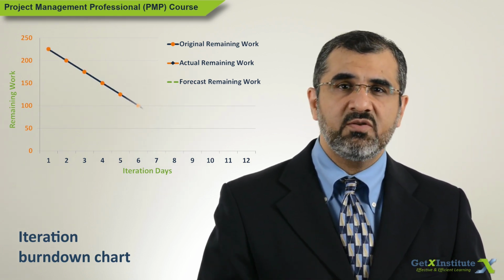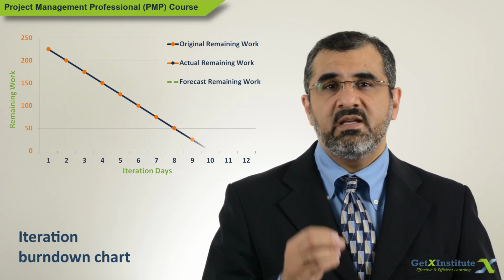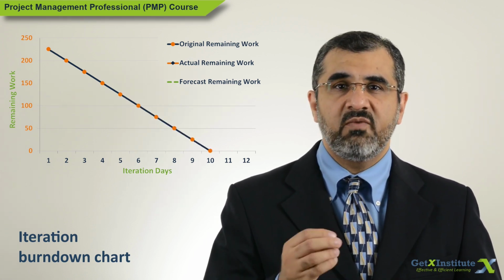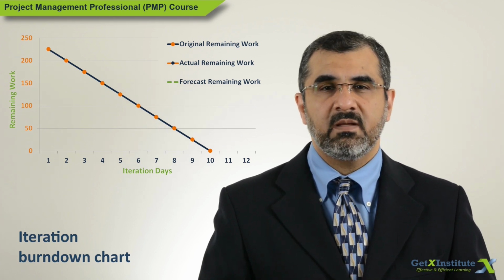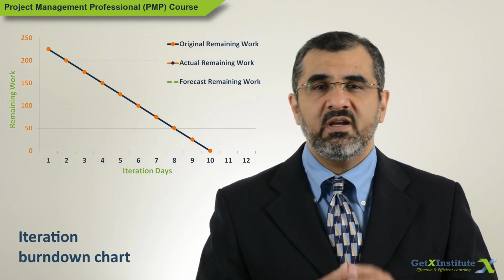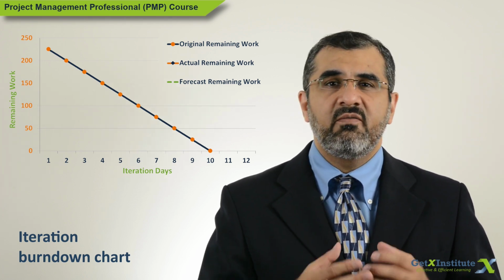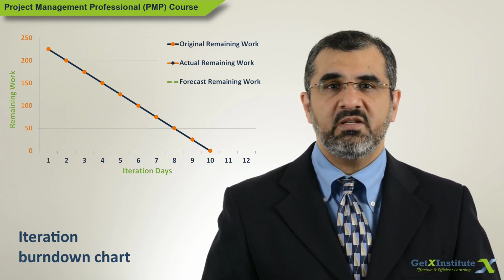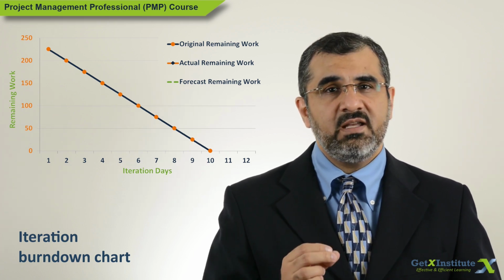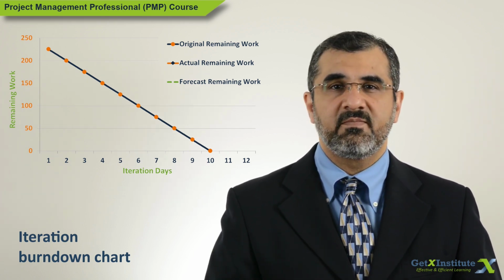This is the line that shows the total work at the start of the project and how much work will be left daily. Ideally speaking, work left yesterday minus work done today will give work left for the remaining iteration. But in reality, this may not be the case.